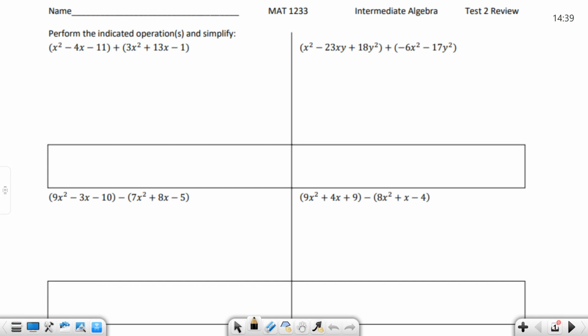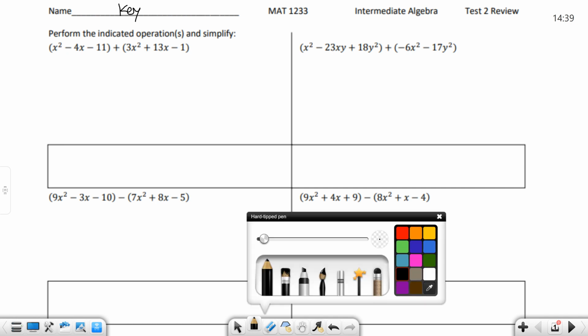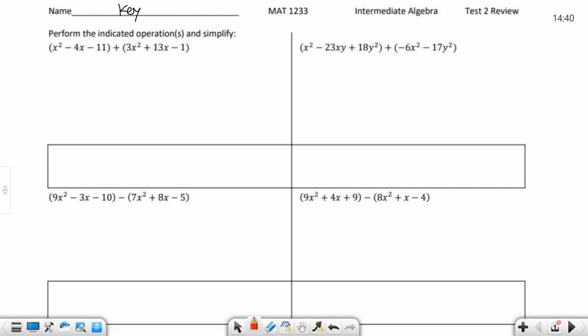This will be our test 2 review for intermediate algebra. This will be our key here, our answers. So perform the indicated operations and simplify.